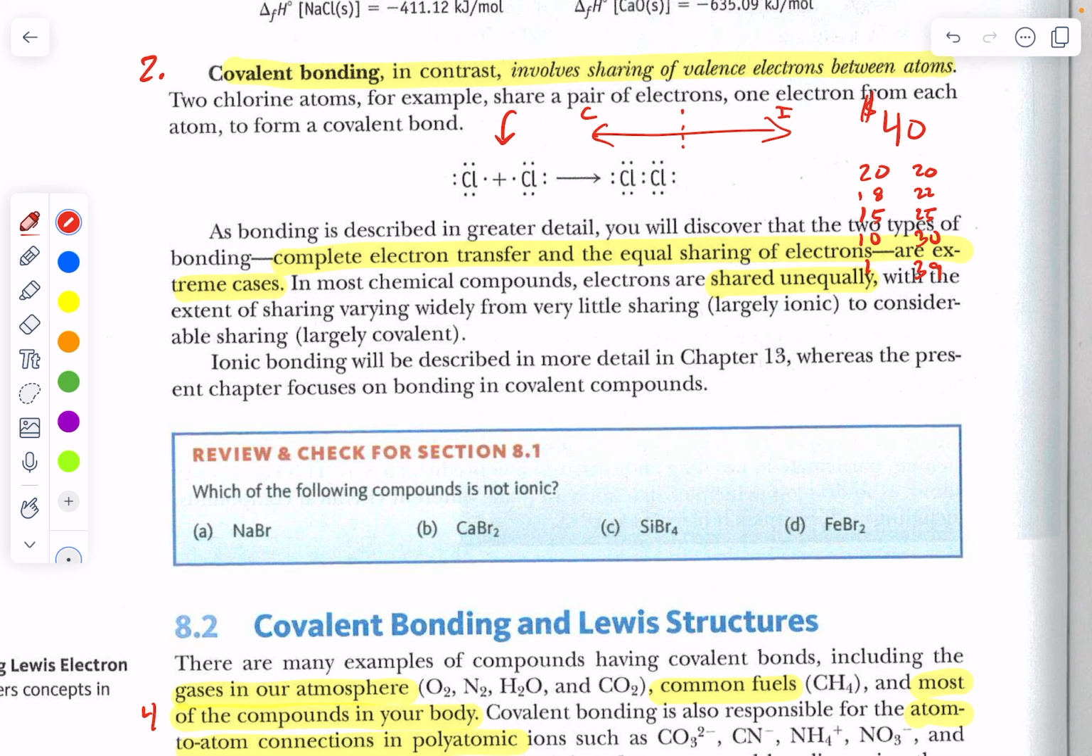So you can have a bond that is weakly covalent or weakly ionic. And I drew this dotted line in the middle of the spectrum, but technically it doesn't necessarily have to be in the middle as far as electronegativity is concerned.